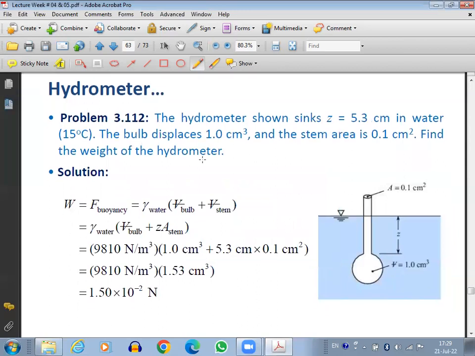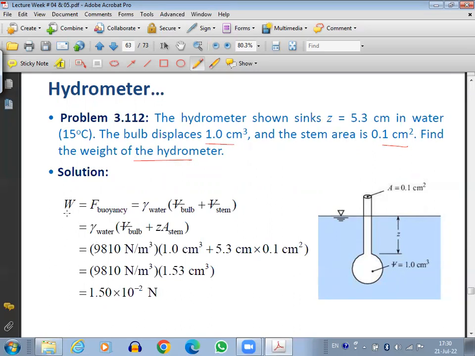Okay, so small problem. A hydrometer shown sinks 5.3 centimeter in water. The bulb displaces 1 centimeter cube and the stem area is 0.1 centimeter square. Find the weight of the hydrometer. So we need to find out what is the weight of the hydrometer.